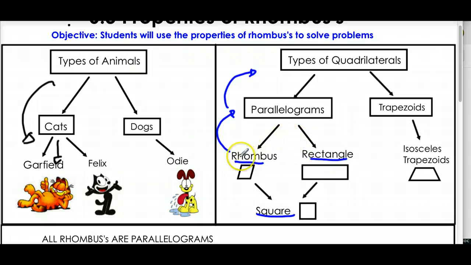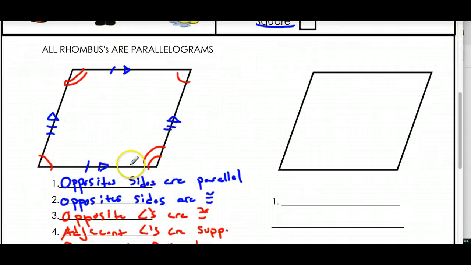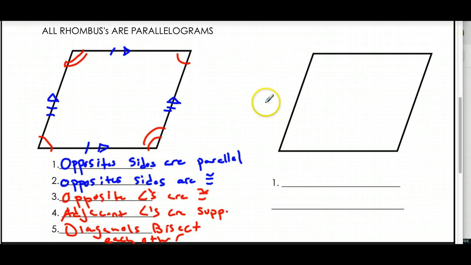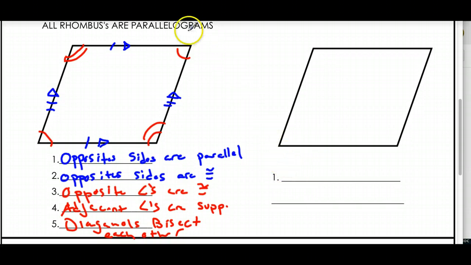Going back to this chart, see, rhombuses are parallelograms, so they share all the features, just as cats, Garfield and Felix are cats, so they all share the cat properties like ears, the tail, fur. Now, rhombuses are definitely special. They're different than other ones, and there's 3 main properties that make them different. The first one we're going to talk about is this. We know that the diagonals in a rhombus bisect the angles.